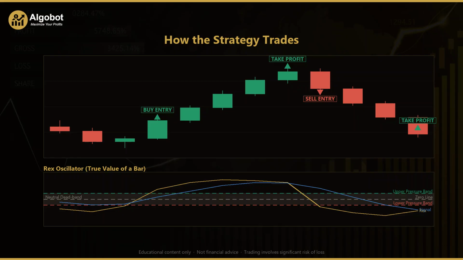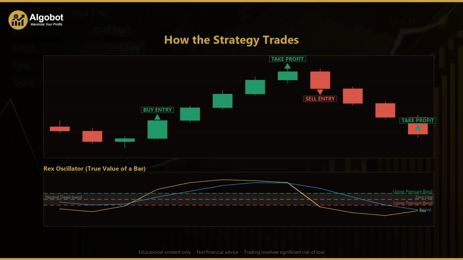Notice the symmetry of the whole sequence. The long and the short use the exact same machinery, just mirrored. Pressure builds. The Rex line crosses its signal beyond the deadband. The strategy commits, and the ATR defines both the risk and the reward. And remember, this is a clean textbook illustration. Real markets produce false crossovers and losing trades too, which is why the deadband filter and the fixed stop exist in the first place.